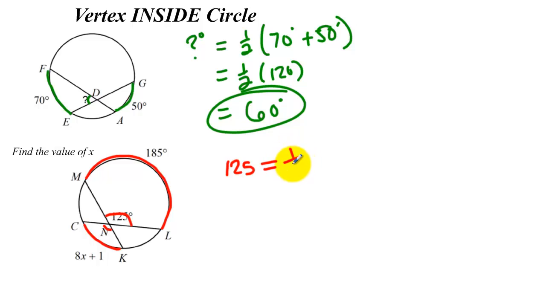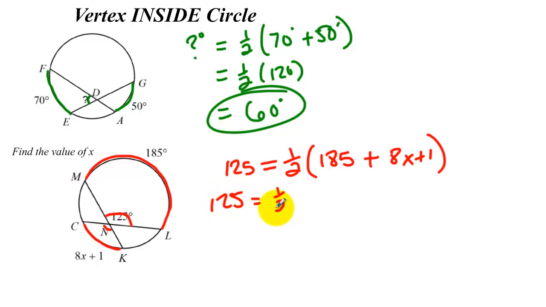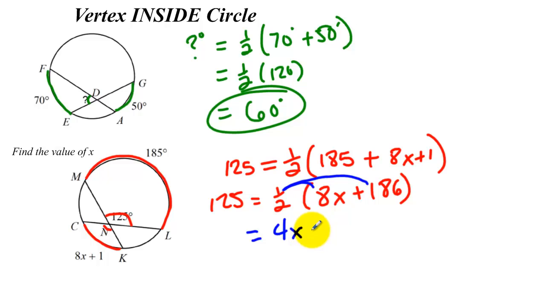That needs to equal 1/2 of our arc total. One arc is 185. We're going to add that to our second arc of 8x plus 1. So here comes the algebra. Let's go ahead and simplify what's in the parentheses with some like terms. Let's put the 8x first, and then adding 185 with one more is 186. Those are both even. I think I'm going to go ahead and distribute that in. Half of 8x is, of course, 4x, and then half of 186 will be 93.